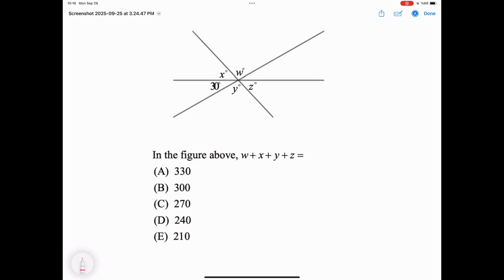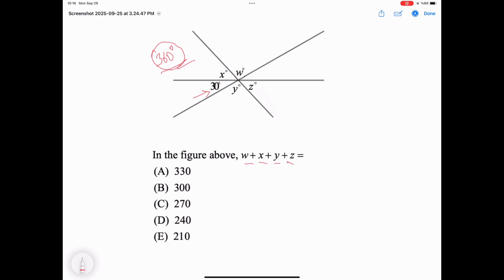Alright, let's solve 10 geometry questions today. So, first one: in the figure above, we need to calculate the sum of w, x, y, and z. We also have this angle here, 30. We know that a full circle has 360 degrees. So this is the key information here.